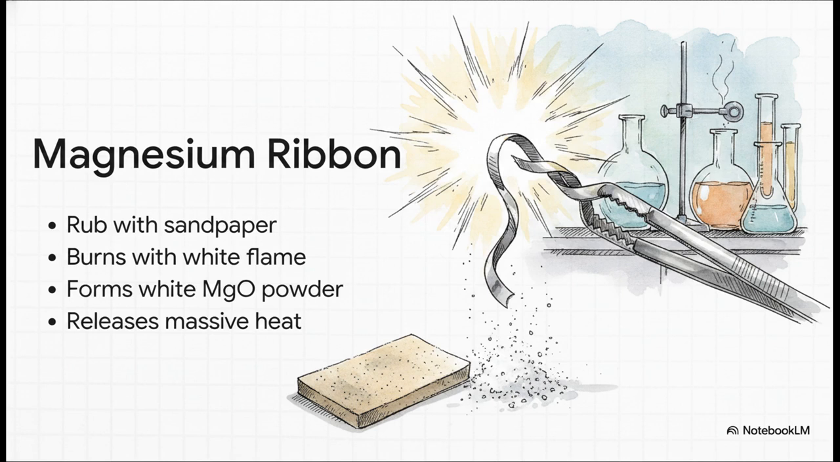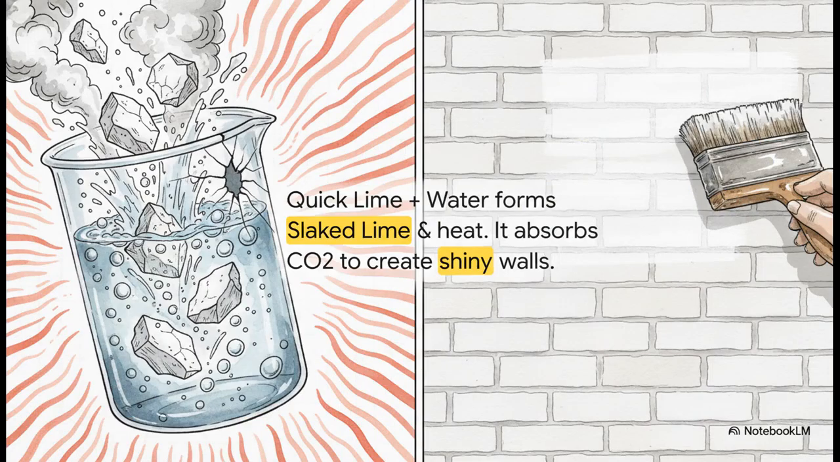But hey, definitely notice that first bullet point there. You always have to rub the ribbon with sandpaper first. Why? Because you have to remove this stubborn protective oxide layer that just naturally forms on it. But once it actually ignites, wow, it burns with this absolutely dazzling, blindingly bright white flame and releases a massive amount of heat.